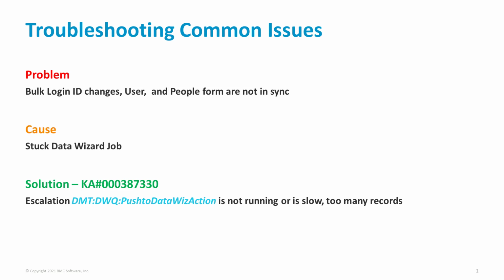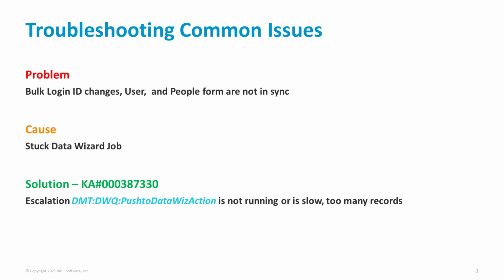If there is a stuck record in the DLD log form, it indicates that there is a stuck data wizard job. The bulk changes for login ID will never be pushed, and thus we will see the inconsistency in the people and user form. Quick solution is again to check the error messages in the CI events form and correct whatever the error that we are receiving, if it is the data correction.